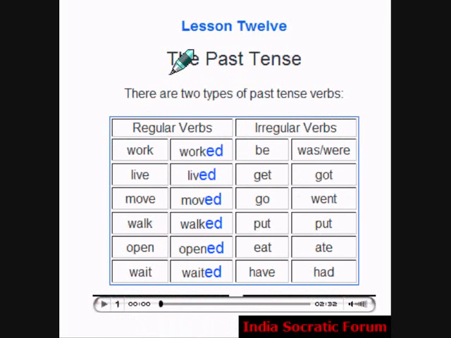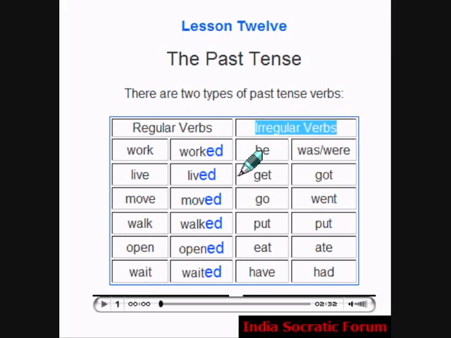Lesson 12. The past tense. There are two types of past tense verbs. One is the regular verbs, the other is the irregular verbs. Regular verbs: work, past tense worked; live, lived; move, moved; walk, walked; open, opened; wait, waited.